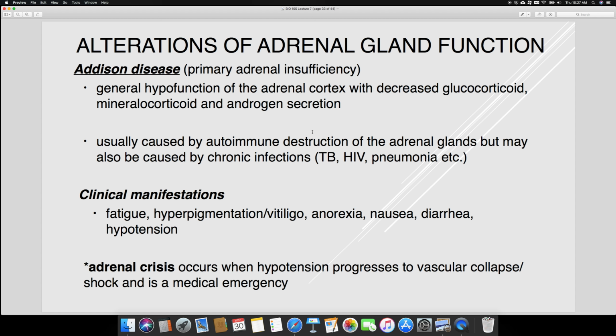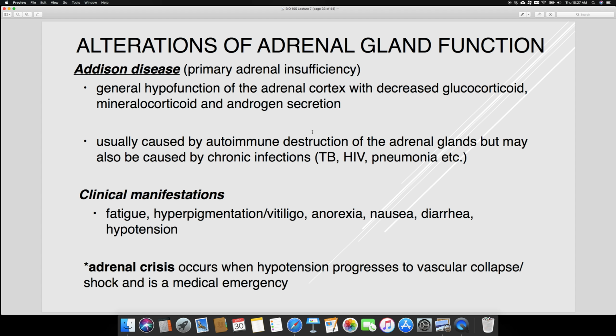So it's usually caused by autoimmune destruction of the adrenal glands, but things like TB and other chronic infections can also result in destruction of the adrenal glands. So clinical manifestations: fatigue. So energy balance is off because of that loss of cortisol. Hyperpigmentation and vitiligo in some cases.